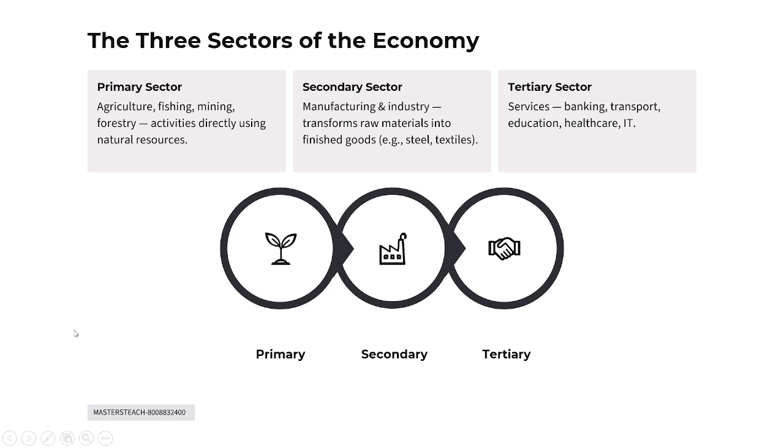So you can simply see here, the primary sector is related to agriculture, fishing, mining, and forestry, whereas the secondary sector, you have to remember, is industry related. The third one is banking, finance, education, healthcare, like this. Okay, this is very important.